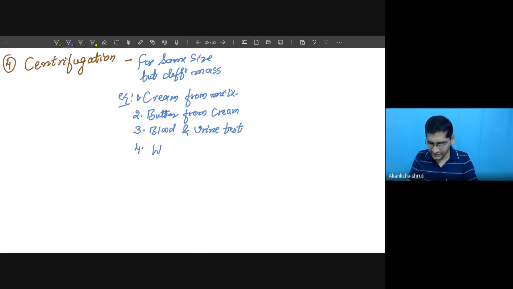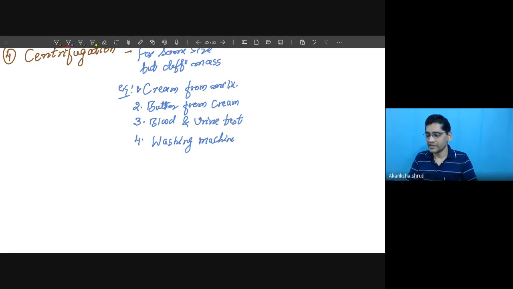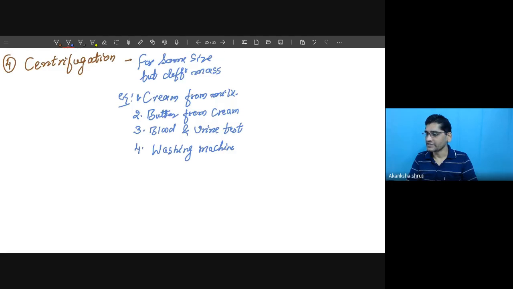The fourth one is your washing machine. In this, the water spins and removes the dirt by this centrifugation. The heavier particles, here the mass is different, so because of this mass difference, the heavier particles settle down. Here the size is same. Wherever the filter paper cannot be used, there this centrifugation can be used.